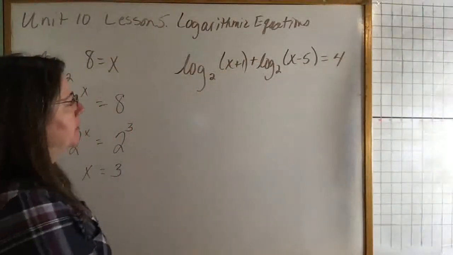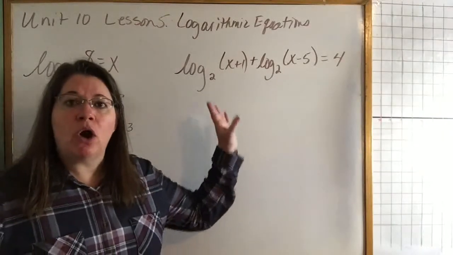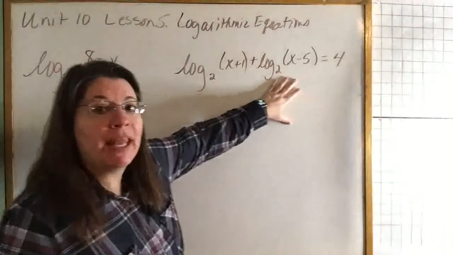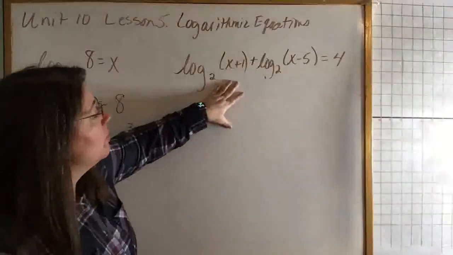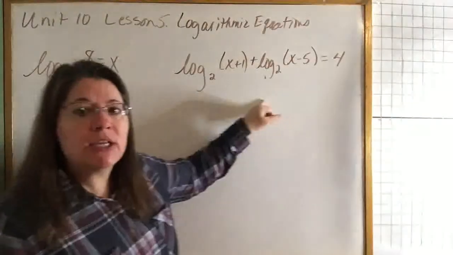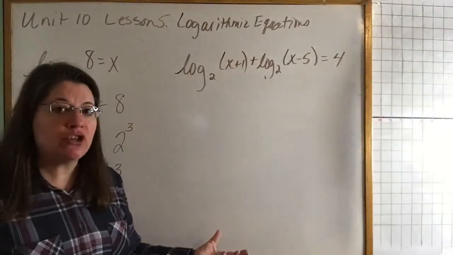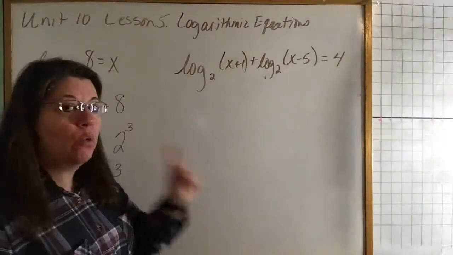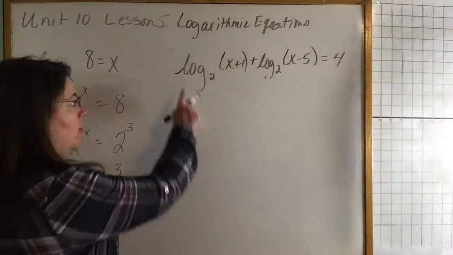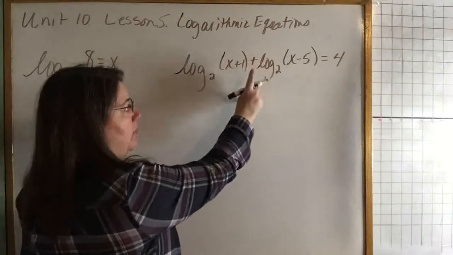With this one, the first thing I need to look for is, does this have all the logs on one side or are they on opposite sides? This one, all of the logs show up on the left. So in order to solve this problem, I need to use my properties of logs to condense this because I can't convert it to an exponential function until I have only one log on the left-hand side. Now, since these log bases are the same, I'm allowed to combine these using multiplication.